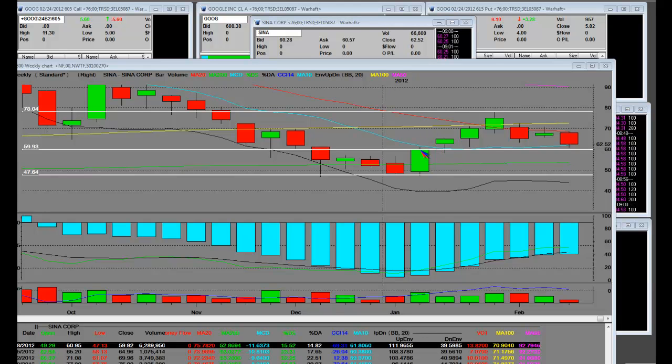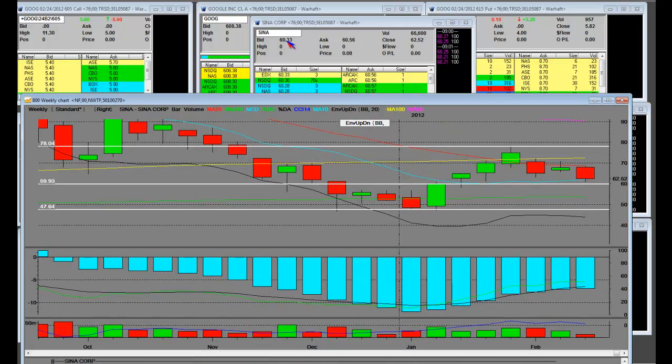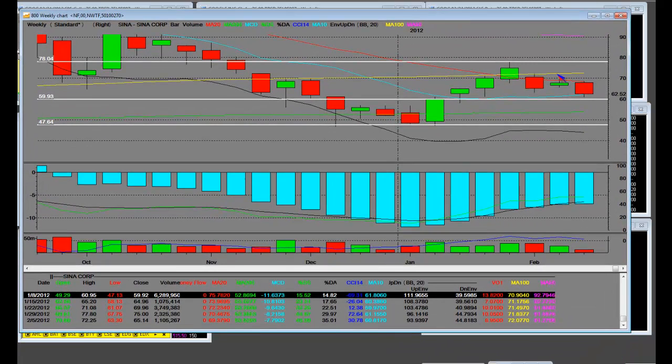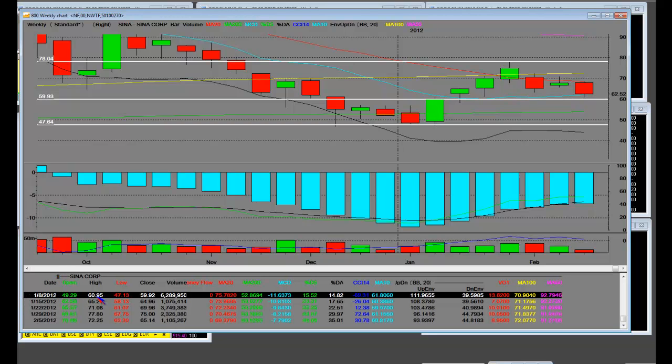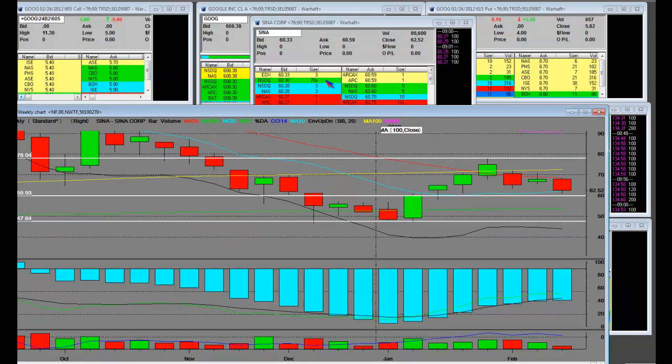Here we go with SINA, which is gapping down $2, from 62.52 to 60.33, 60.56. This is a weekly chart. The high of the weekly bar on 1/8 of 2012 was 60.95. The current bid and ask live right here is slightly below the weekly high breakout bar.